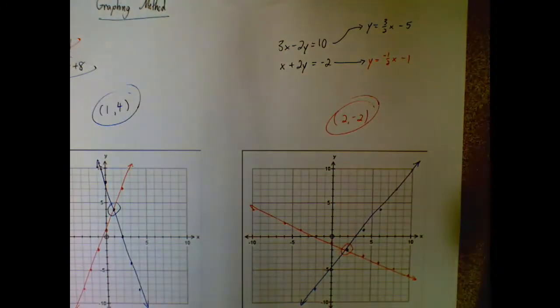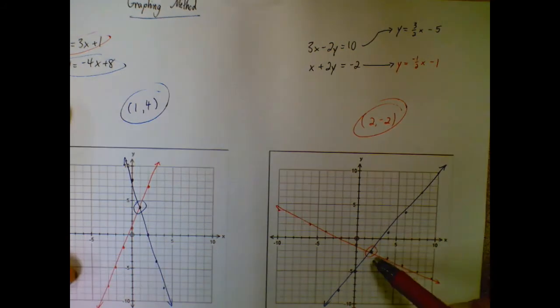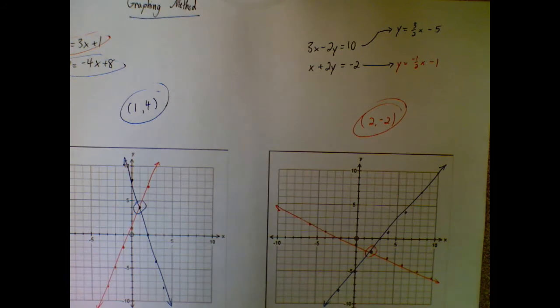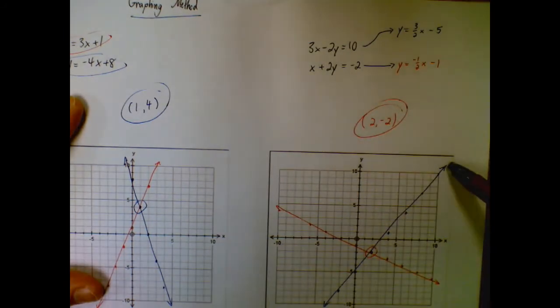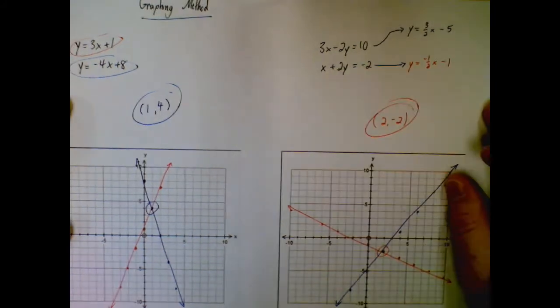Now, potential pitfalls of this method. Notice these don't hit perfectly. It looks like my blue one's a little bit off. I don't know if that's because I was being sloppy, or if the answer is not actually (2, -2). Maybe it's (2, -1.9). It's really close, but not quite exact, and I can't really tell from the graphing method. So we're going to look at some other methods that'll help us find exact answers as opposed to just integer ones.